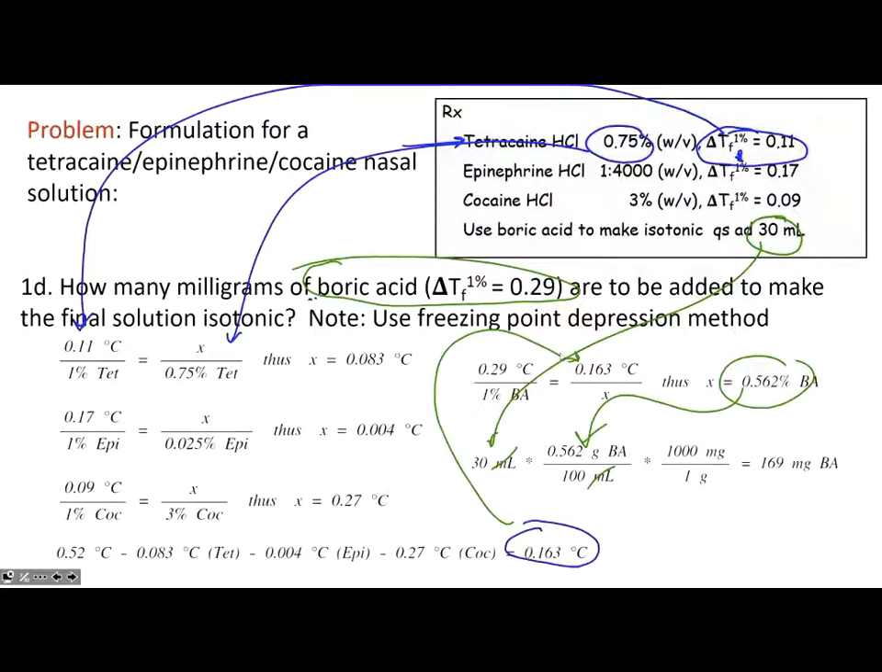So on the test, these two questions, or one of these two, or I can't remember how many I told you to be on. I think there was only one isotonicity one listed on there. It could be either one of those. So remember, I give you a prescription. You take the ingredients, you figure out how much tonicity those ingredients are contributing, whether it's through sodium chloride or the freezing point depression method. Find the difference. Use whatever additional ingredients you have, sodium chloride, boric acid, whatever it is, to make up the difference. All right? Questions?